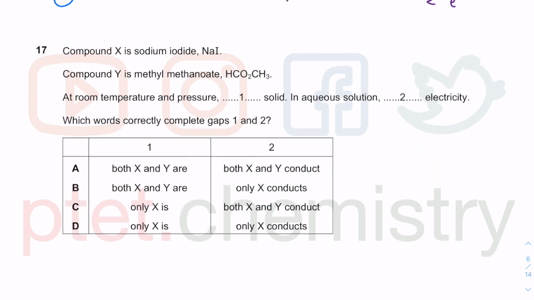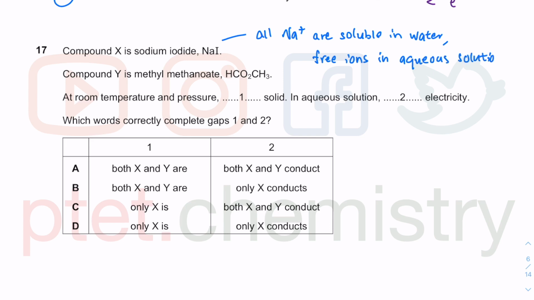Question 17, compound X is sodium iodide. We know that, what do we want? All sodium salts can conduct electricity. All sodium salts are soluble in water. And if they are soluble in water, you will get aqueous ions, you will get free ions in aqueous solutions, as we have this component here in aqueous solution.